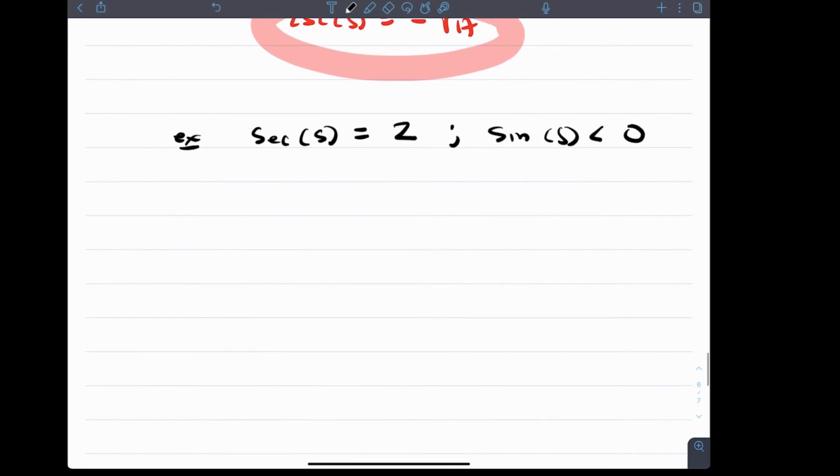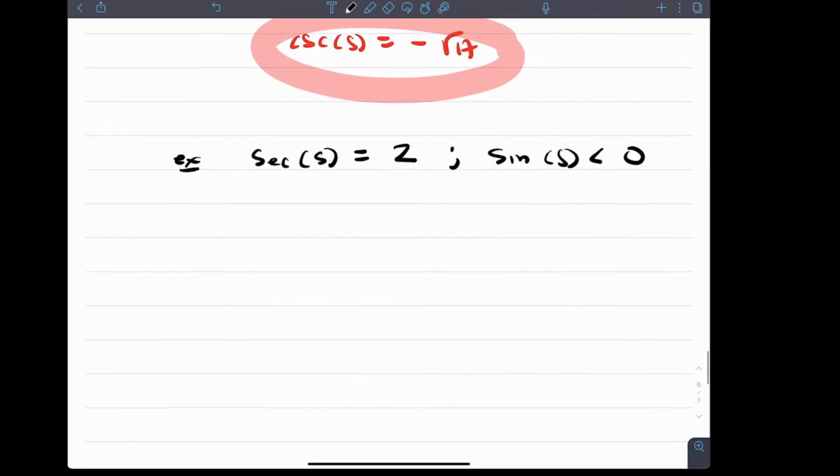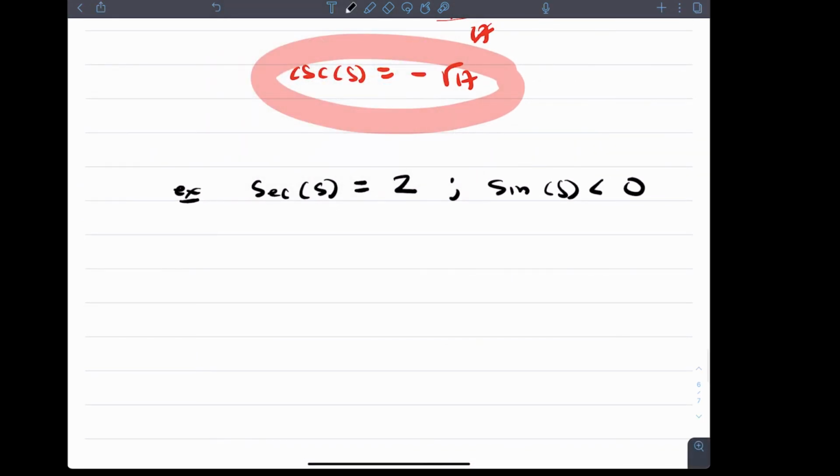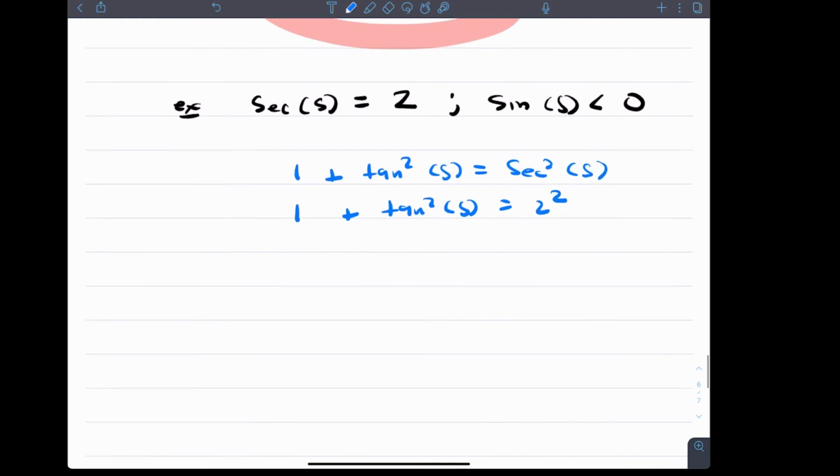Okay, so what do you think you would do with this? What Pythagorean identity do you have here? Say, Mr. Judge, I have that same one. Isn't that 1 plus tangent squared s equal to secant squared s? Was that one we work with today? Is that true? So what does that mean? 1 plus tangent squared s is 2 squared. Is that right?